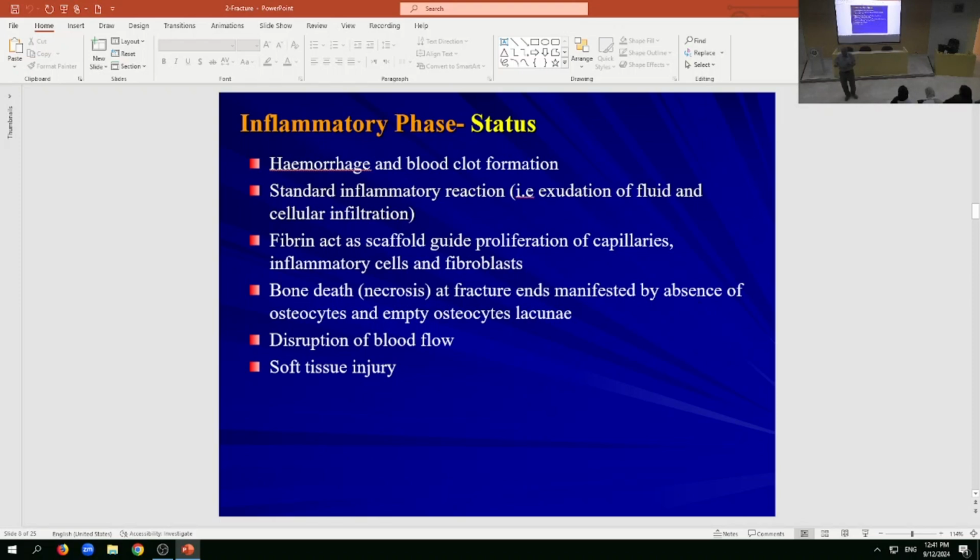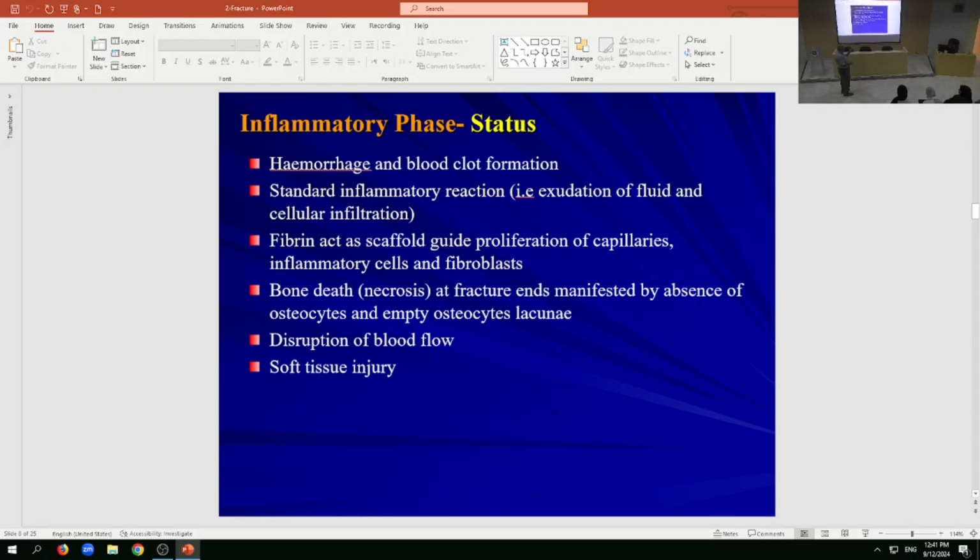The fibrin makes a mesh, a shabaka. It makes a shabaka on the blood clot. On this mesh, blood vessels can proliferate and the exudate can spread. Cells, osteoprogenitor cells, can also spread on this mesh in order to help the healing.